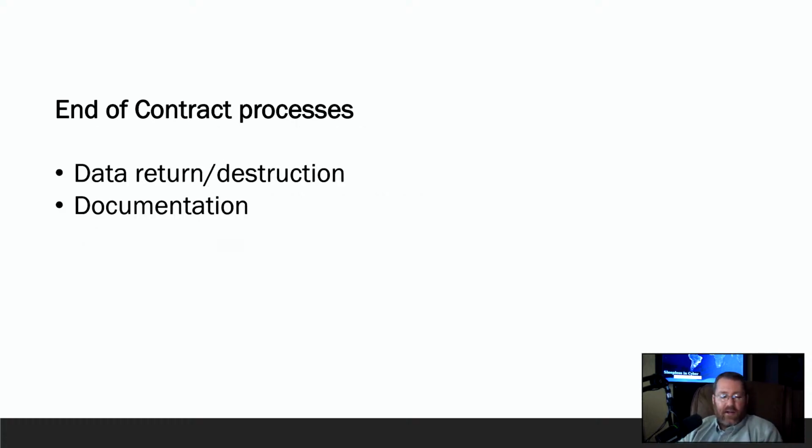All right, so the end of contract processes. What is the documentation you need that you are ending the contract? What are the data return or destruction policies? How long are they going to keep the data? If they do destroy it, how do they destroy it? At what level are they going to destroy it? If they're going to return it, what format are you going to get? When do you have to request that? All these different things. I read a contract once.